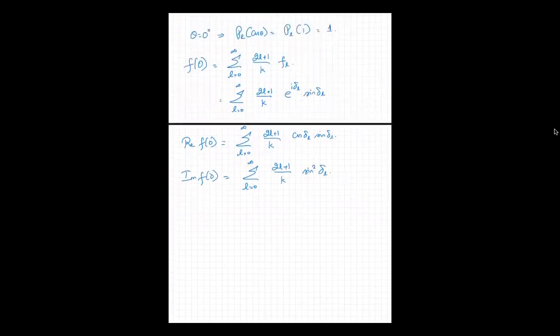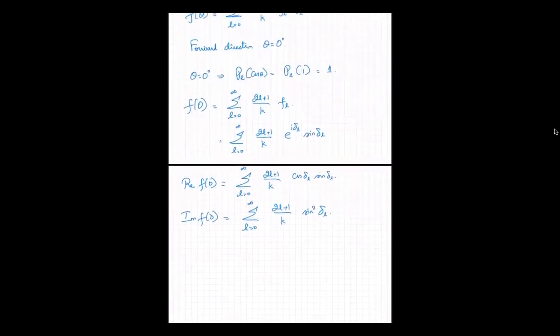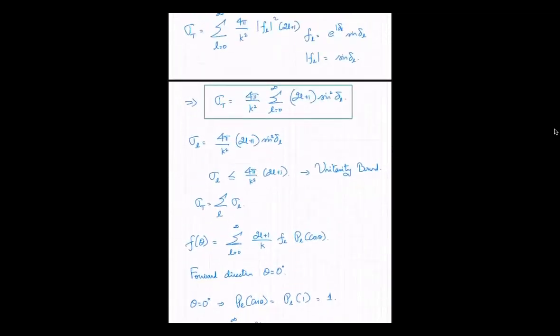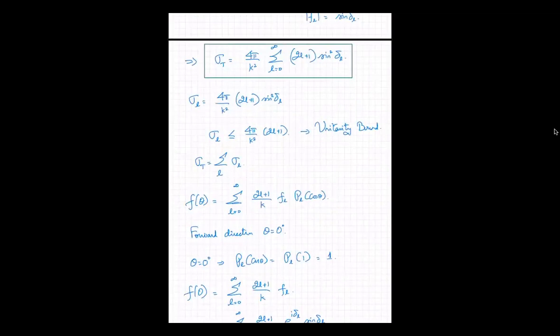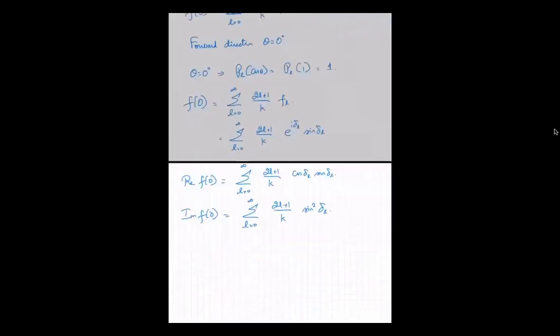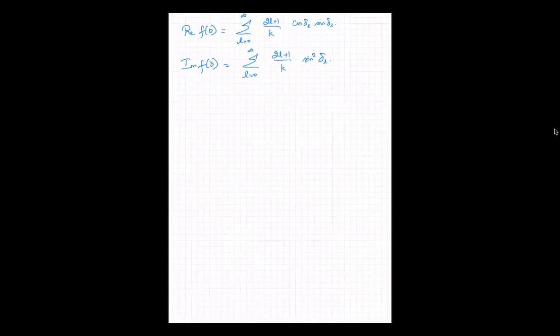Okay. Now, if you compare the imaginary part of the forward scattering amplitude to the total cross section, you would find that apart from a factor of 4 pi and k, it's exactly the same thing. There is a sum over (2L plus 1) sine squared delta_L. There is also a sum over (2L plus 1) sine squared delta_L. So I can actually write that the total cross section sigma_T is 4 pi over k times the imaginary part of the forward scattering amplitude. Okay.